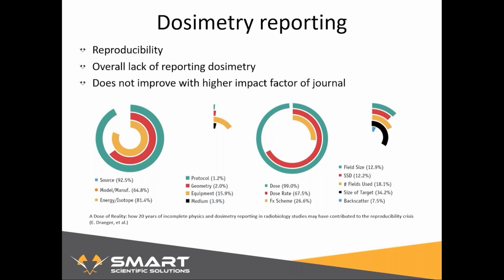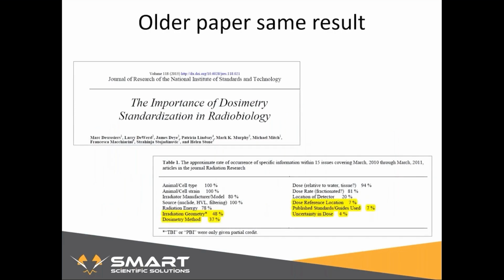It is also not a quality issue because with higher impact factor of the journal, this did not improve. In one of the figures, you could even see that it slightly decreased as the impact factor improved. This, however, is not new. In an earlier paper from 2013, so 7 years earlier, the National Institute of Standards and Technology published a paper that came with approximately the same results on a different data set.